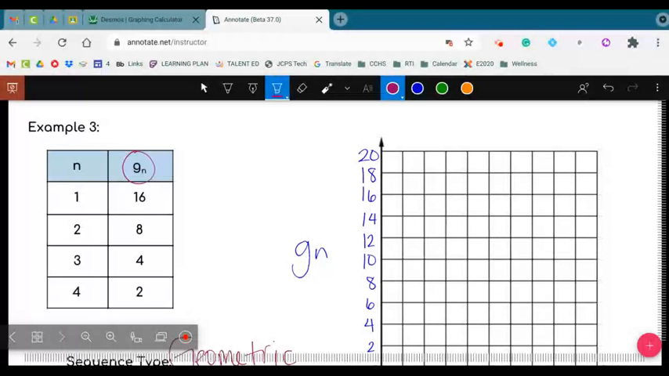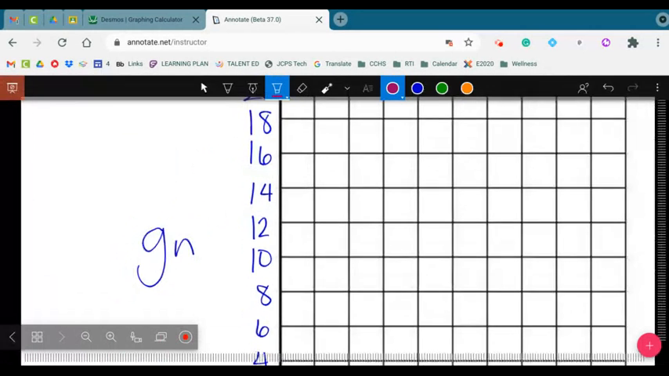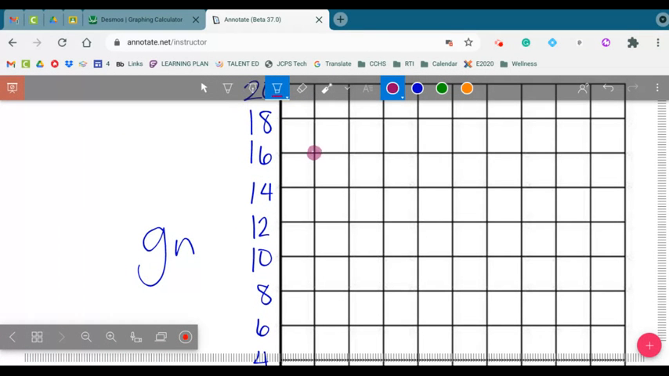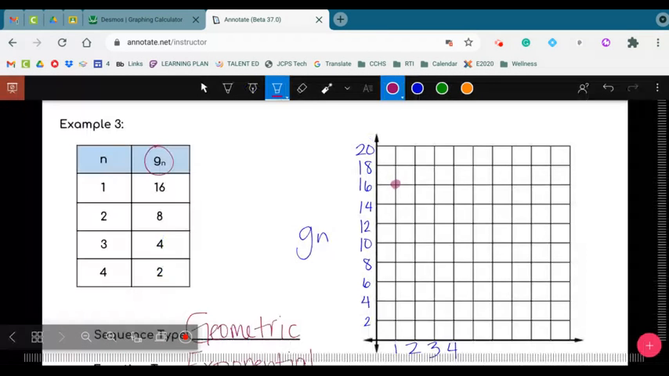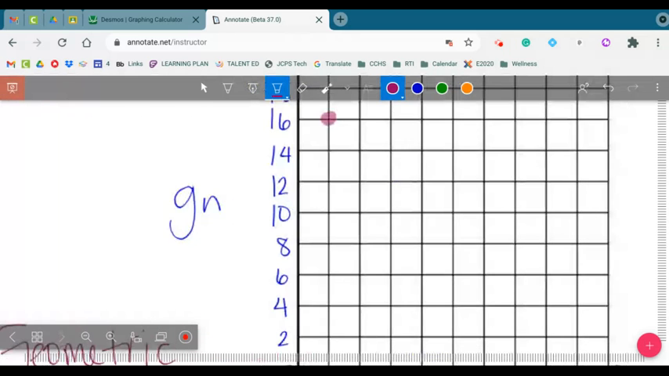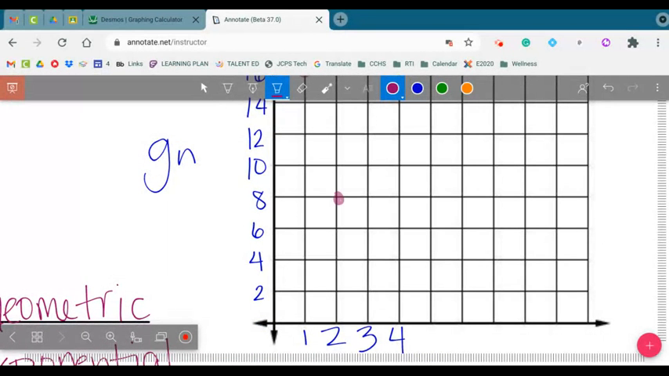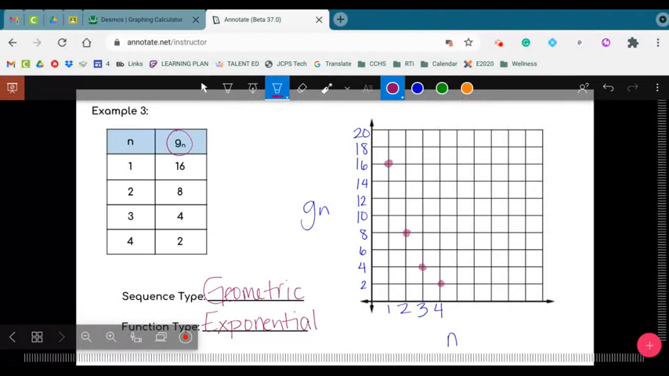Okay, then plot these. So I have (1, 16), (2, 8), (3, 4), and (4, 2). So if you're going to look at this, just verify that it's exponential. It has this slight curve to it. And so remember, we don't draw a line, so it's just a slight curve. So that's how I know it's exponential.